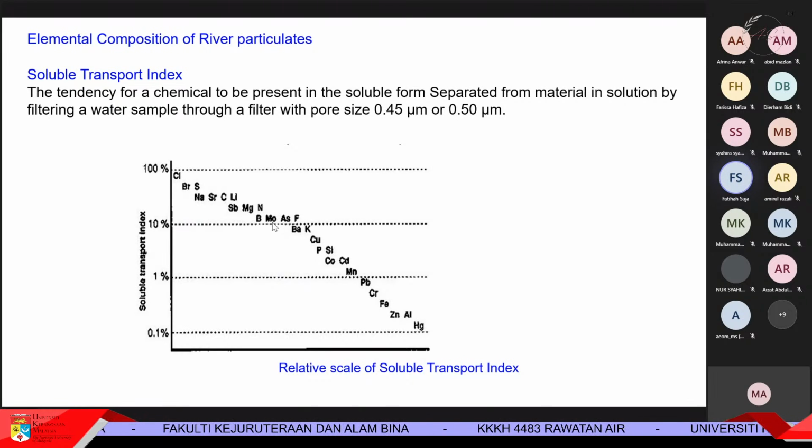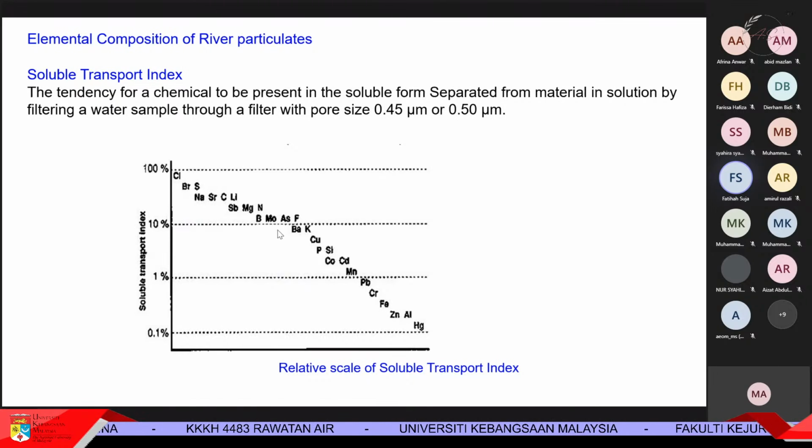this aluminium, iron, calcium, and sodium. So usually they are very similar whether they are in tropical rivers or in cold rivers. The composition, but this compound, the tendency for a chemical to be present in the soluble form, separated from material in solution. These chemical elements have a higher tendency to be in soluble form.